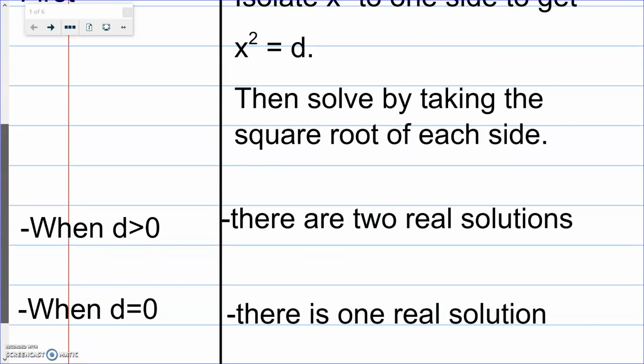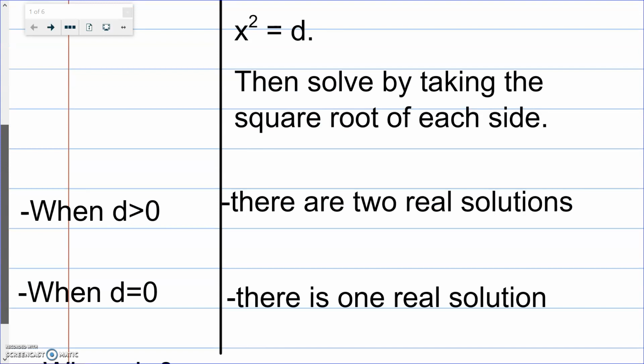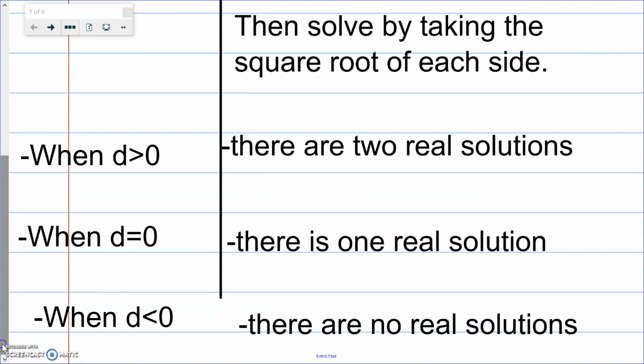A couple things though. When we do get x squared equals d, if d is greater than 0, there's 2 real solutions. If d equals 0, there's 1 real solution. And then when d is less than 0, there's no real solutions. So let's see this in practice.